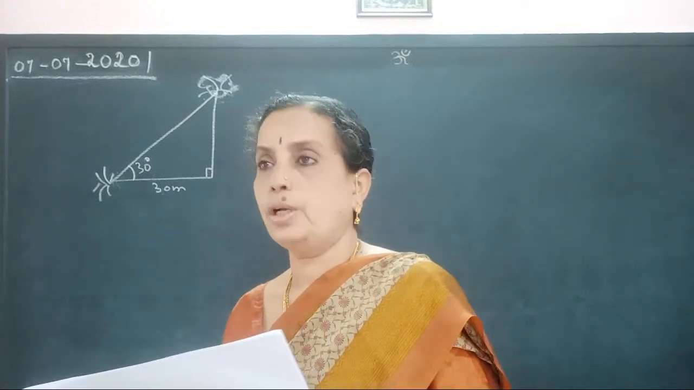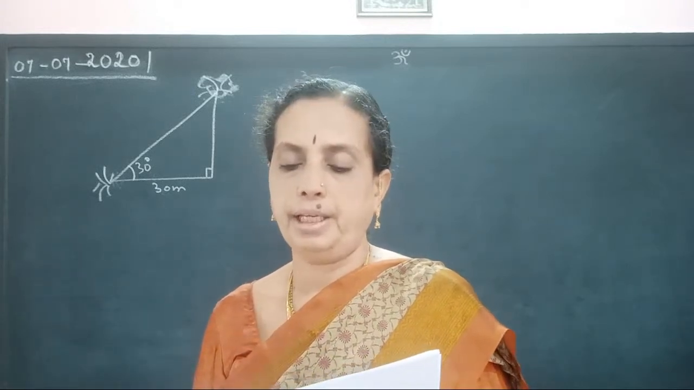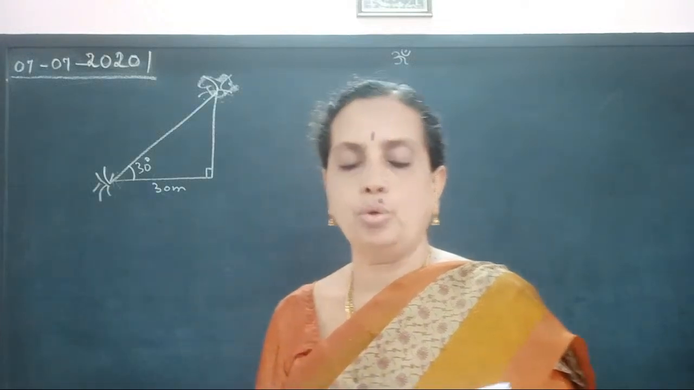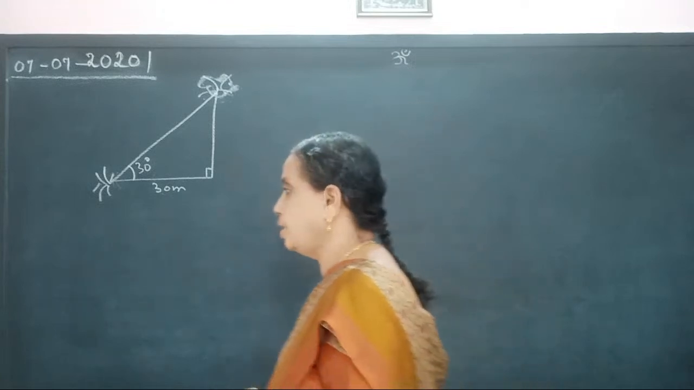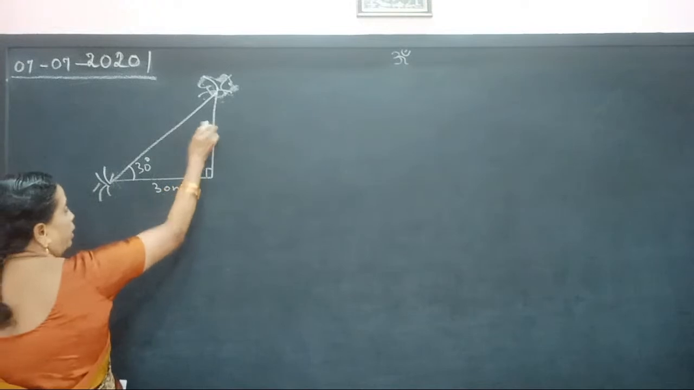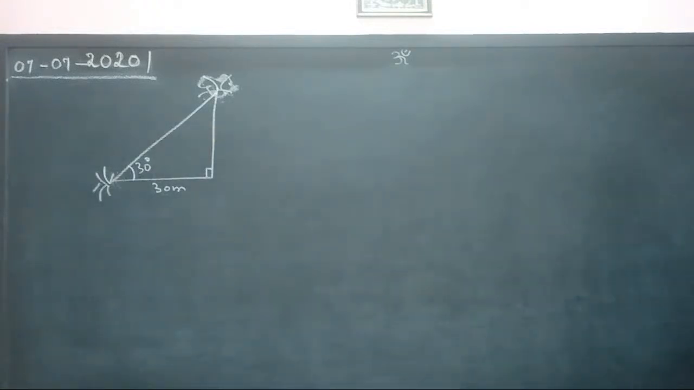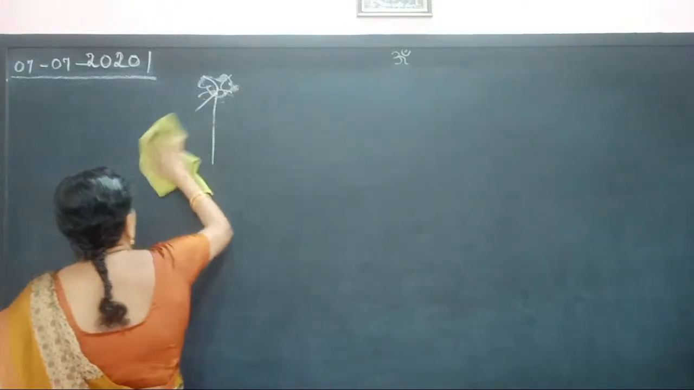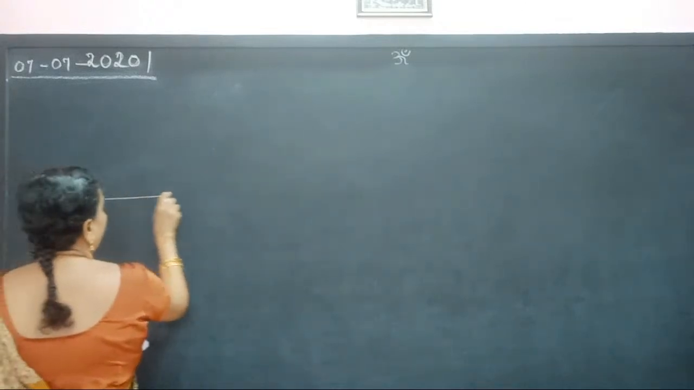A tree is broken by wind. The top struck the ground at an angle of 30 degrees and at a distance of 30 meters from the root. Find the height of the whole tree. Then you have to consider that some part has been broken, not the whole tree. I have to change the figure; I think one sentence is missing there. We cannot consider the whole part has been broken. Some portion is broken by the wind.